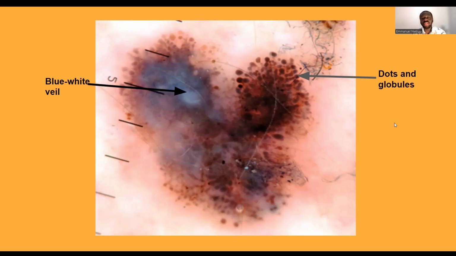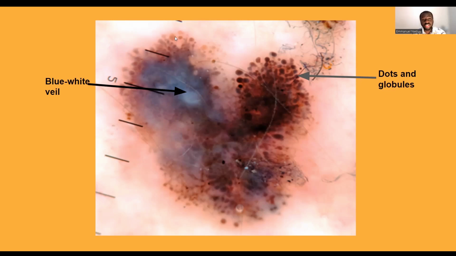But typically in the melanomas, you will have multiple pigmented globules and dots. You can see it's everywhere. Dark globules and dots, all around. You can see the blue-white veil, which looks as though you've used a transparent bluish bag to place over this lesion. You can see the blue-white veil. When you see a blue-white veil on dermoscopy, it's usually an indication that it could very likely be a malignant process in that skin lesion.